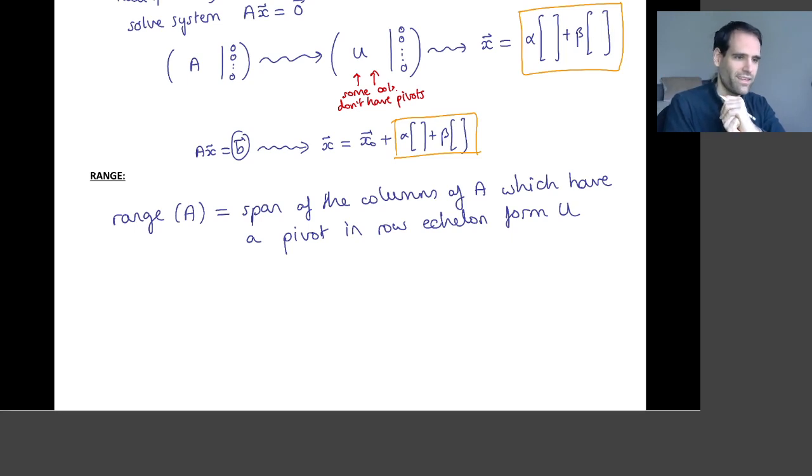The columns that don't have a pivot are linear combinations of the columns that do have a pivot, and therefore the span of all the columns is equal to the span of the columns that do have a pivot. Next, let's do an example, and that will finish the chapter.